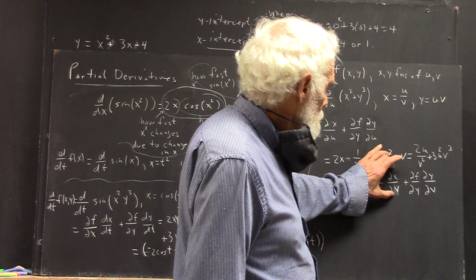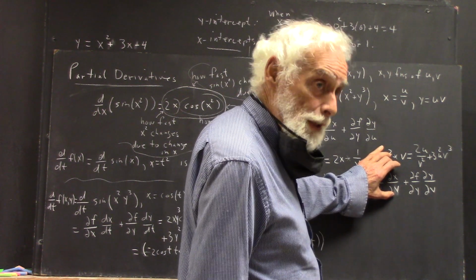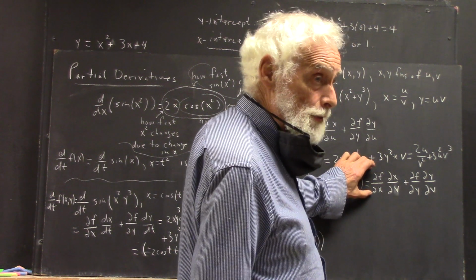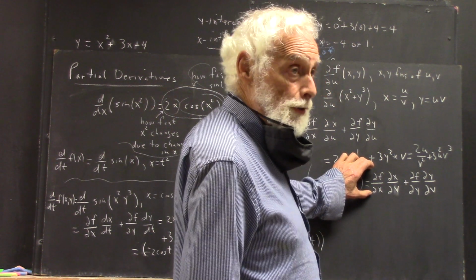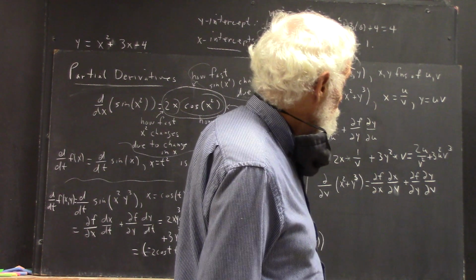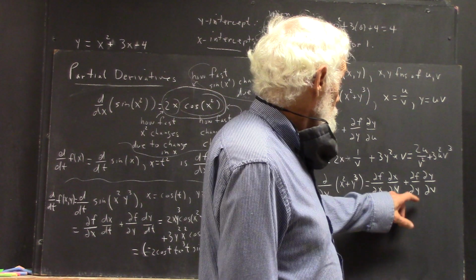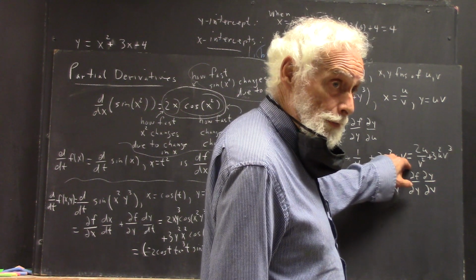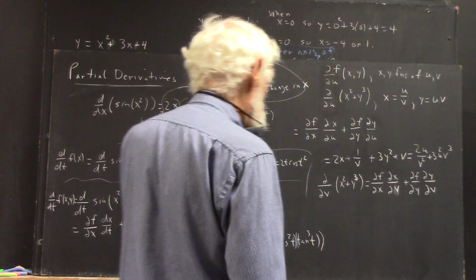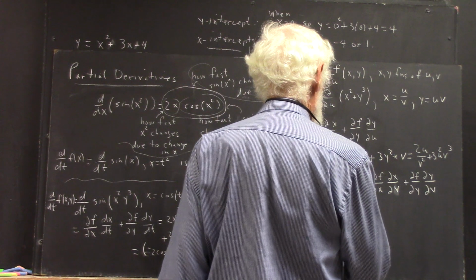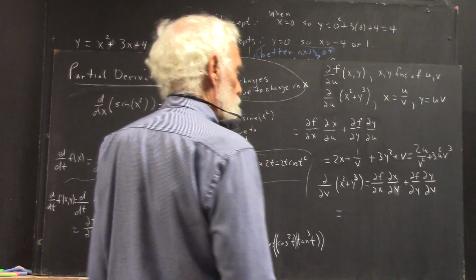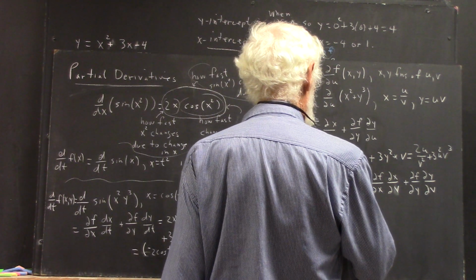So this is how much a change in v drives x to change, and this is the rate at which x drives a change in f. And then same thing with y. A change in v makes y change. A change in y makes f change. And these are the rates. Okay, and it's easy to calculate, of course. These are really easy to calculate.